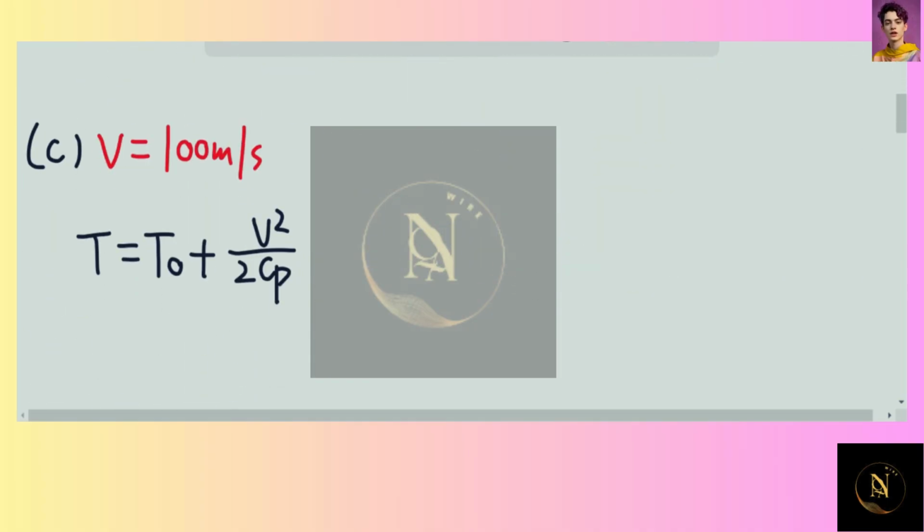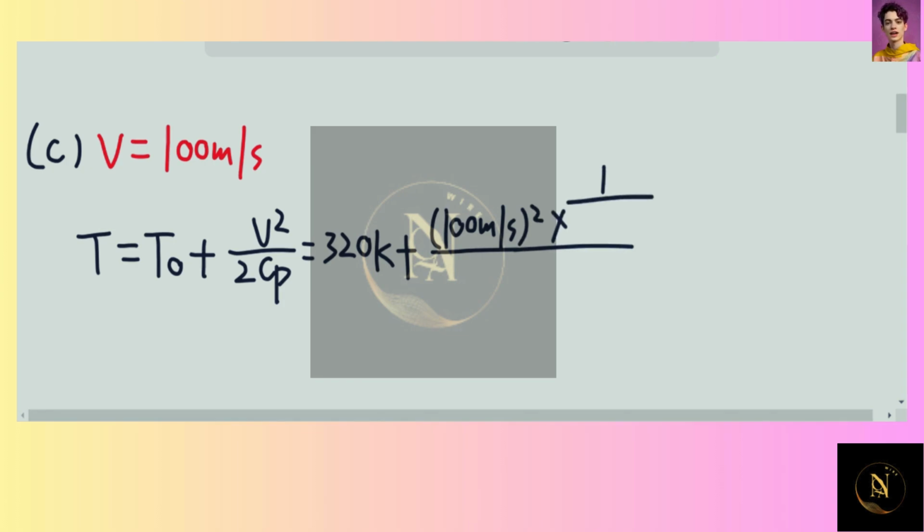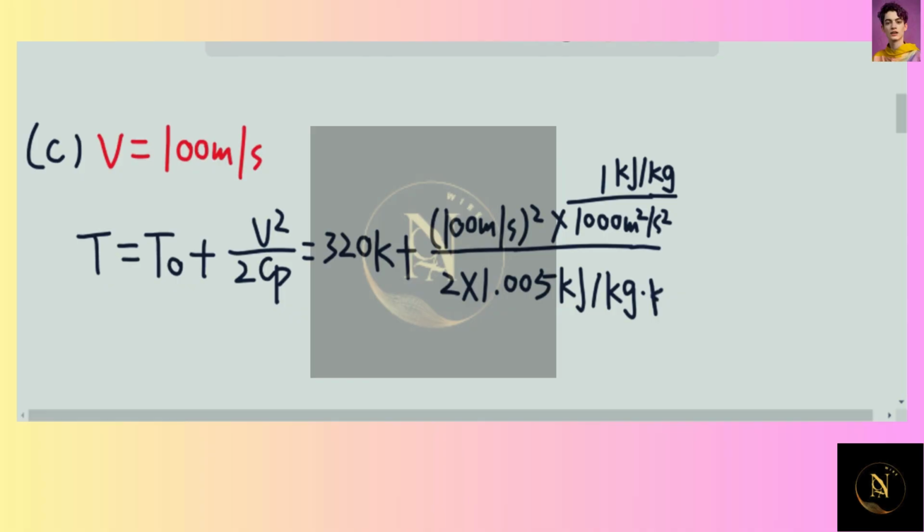Now the velocity is 100 meters per second. So this can be equal to 320 Kelvin plus 100 meters per second to the power 2, and then times 1 kilojoule per kilogram over 1,000 meters squared per second squared, and then divided by 2 times 1.005 kilojoule per kilogram times Kelvin, and this will give us a stagnation temperature of about 324.975 Kelvin.